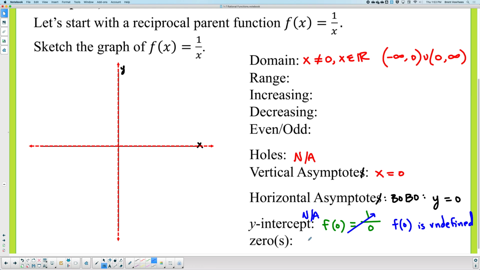Finally, again, all this is on the cheat sheet. If you need to find your zeros, you set the numerator equal to 0 and you solve. Right now I have 1 equals 0. Can 1 ever equal 0? No, there's no variable, so there's not going to be any zeros either. NA, none.